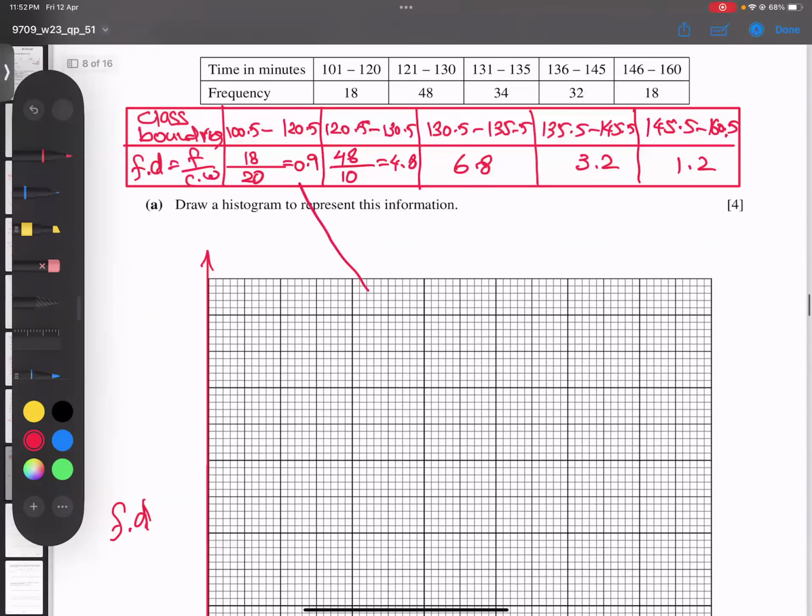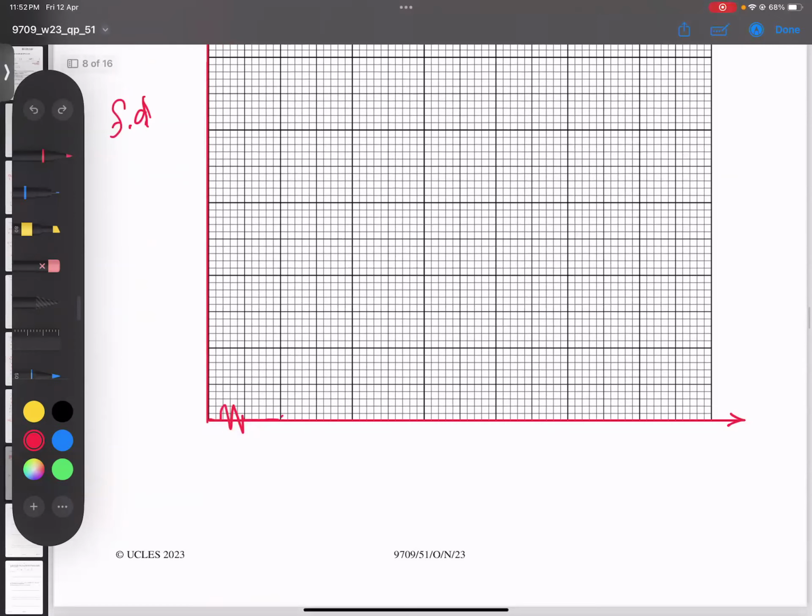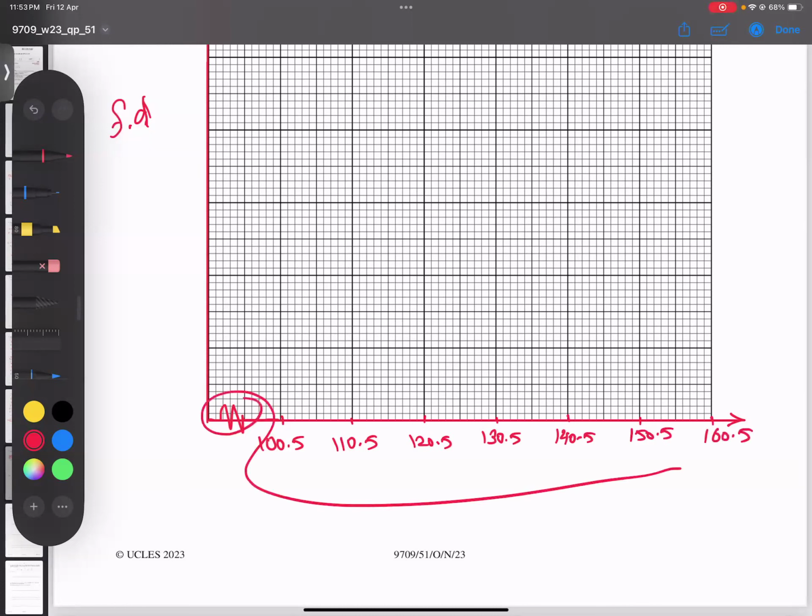I'm starting from here, starting at 105, and in one box I'm writing 100.5. Adding 10 gives 110.5, again adding 10 gives 120.5, then 130.5, 140.5, 150.5, and last 160.5. Why did I show this compression?